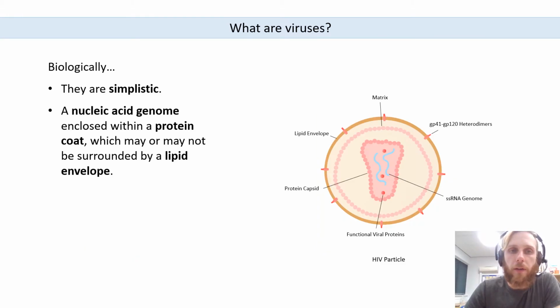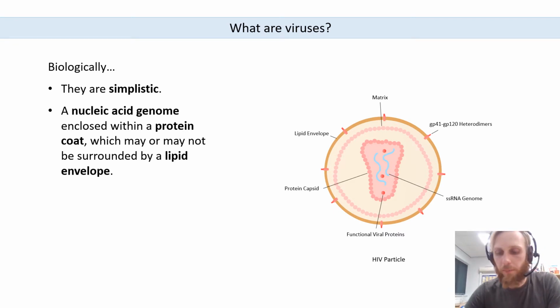So the point I've made there in the last few slides is that viruses can be physically defined as being small and generally smaller than bacteria, but not always. So it's not an absolute rule, but generally viruses are smaller than bacteria. Okay, so we can also define viruses biologically.